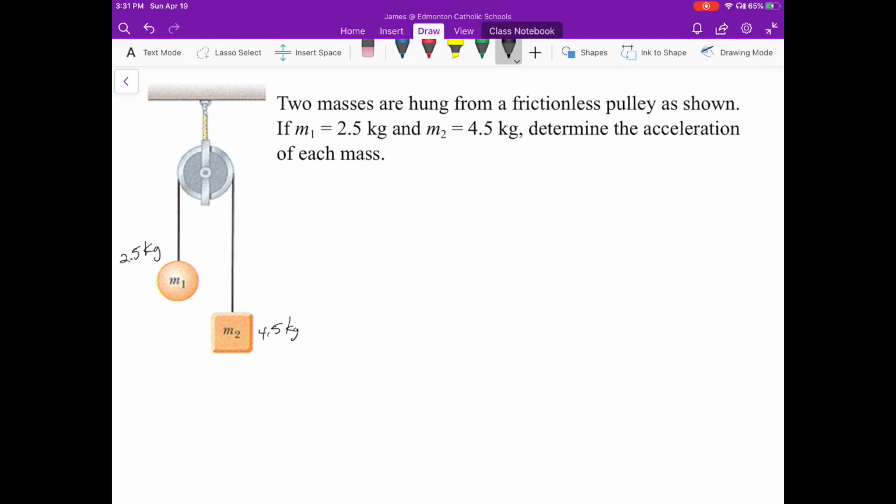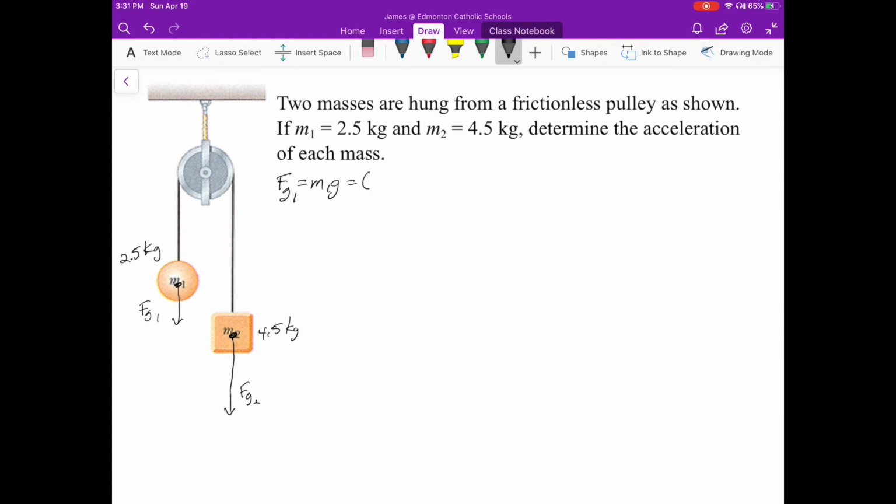Okay, so let's find out the two forces involved, right? So here we've got Fg1 pulling down on mass 1, Fg2, and I'm going to try and draw a straight line. Draw a longer arrow because it's going to be bigger. Let's find out what those two forces are. So we'll calculate them.